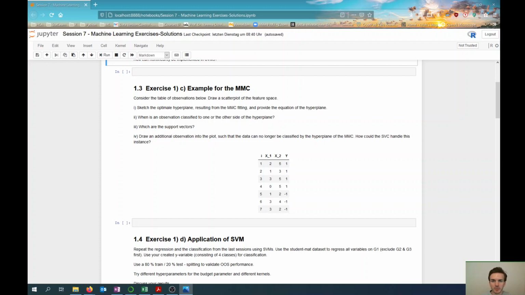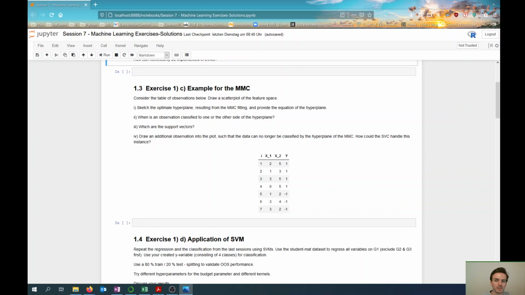In exercise 1C, we will have an example for the maximum margin classifier. I gave you a table of observations where you should draw the scatter plot in the feature space. And then you should sketch the optimal hyperplane resulting from the fitting of the maximum margin classifier and provide the equation of the hyperplane.